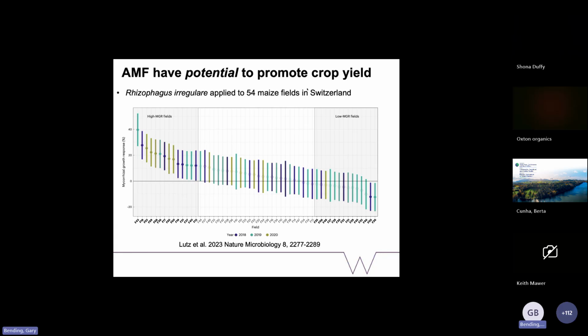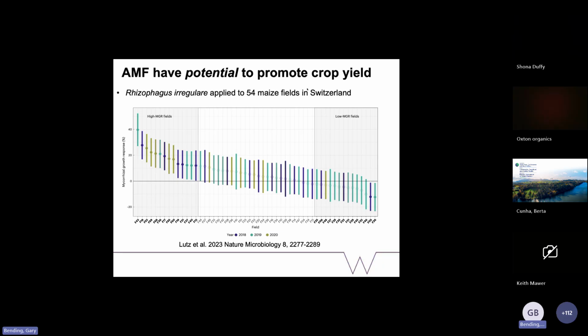However, first of all, let me tell you why we should be interested in mycorrhizal fungi. The reason is because they have the potential to promote crop yield. This is some data from Marcel van der Heijden's group in Switzerland. What they did here is they took one particular mycorrhizal fungus called Rhizophagus irregulare, and they applied it to 54 maize fields in Switzerland. And you can see they did this over 3 different years, 2018, 2019, and 2020.